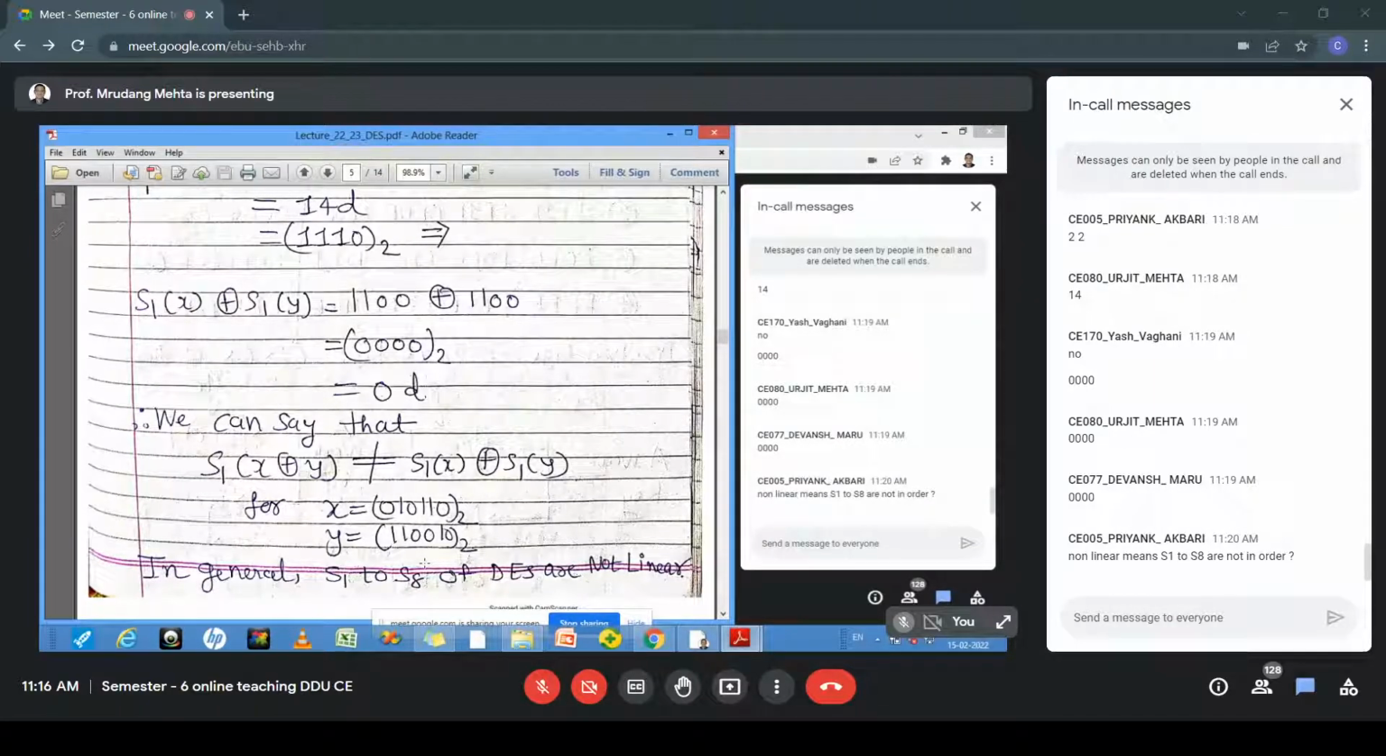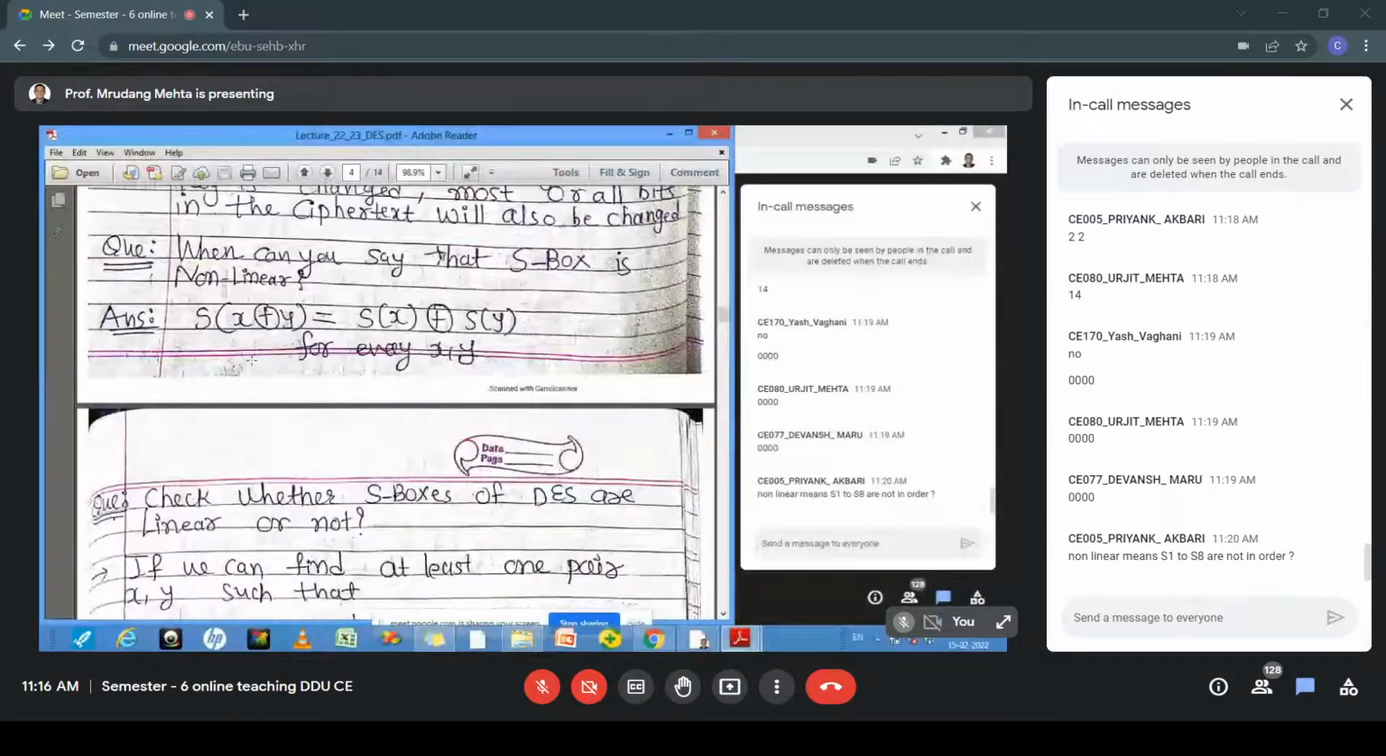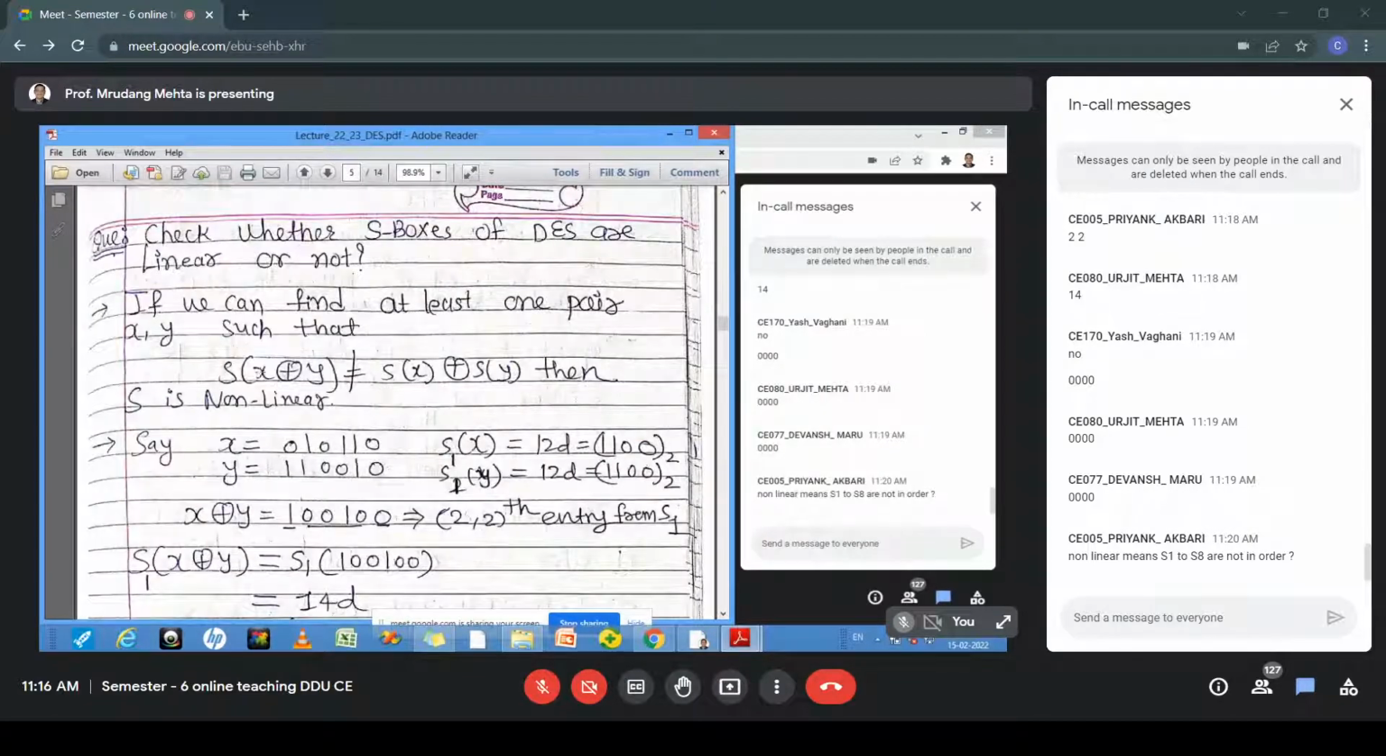Now, non-linear means this. I told you that this is the principle of linearity: S of X XOR Y is equal to SX XOR SY. This is the meaning of non-linearity. If this equation S of X XOR Y is not equal to SX XOR SY, then we can say it is non-linear. Non-linear. We are not saying non-order. Non-linear. Okay.